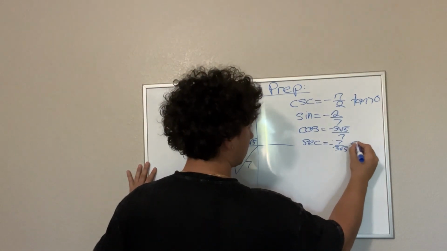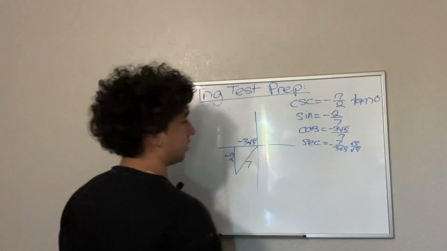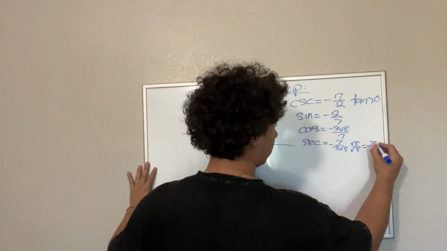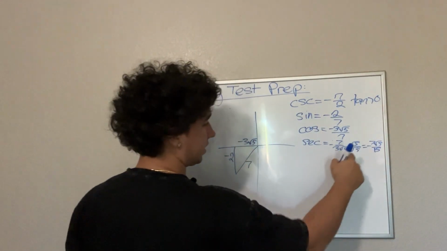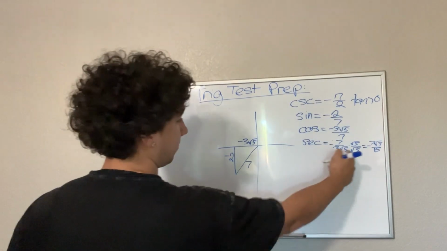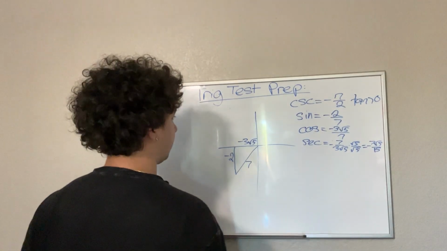But I got to multiply the top and the bottom by root 5 because you're not supposed to have a radical in the denominator. So this is equal to -7 root 5 over 15. Again, anytime you multiply a radical by itself, that just equals the number under the radical because you're basically undoing it, and then times 3 is 15.